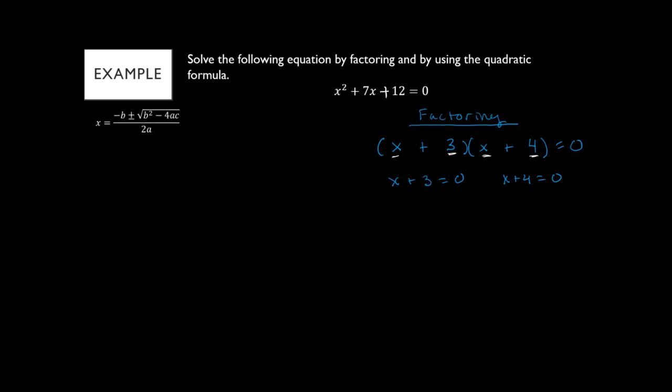So I've got 2 linear equations here, and then I'm just solving for x. So the first equation, I need to subtract 3 from both sides, which gives me x equals -3. And then the second equation, I'm going to subtract 4 from both sides, which gives me x equals -4. And it's done. So we've just solved that by factoring.